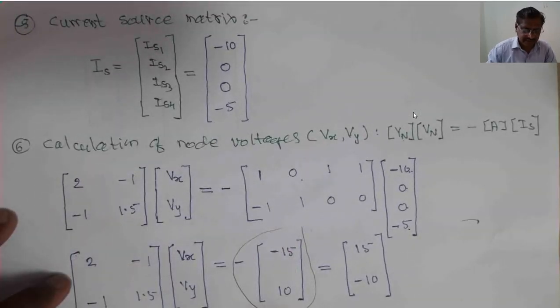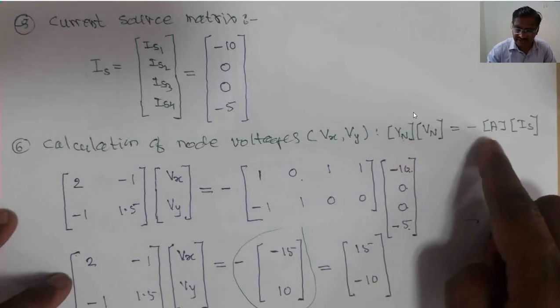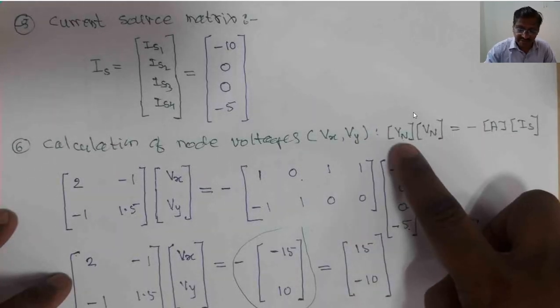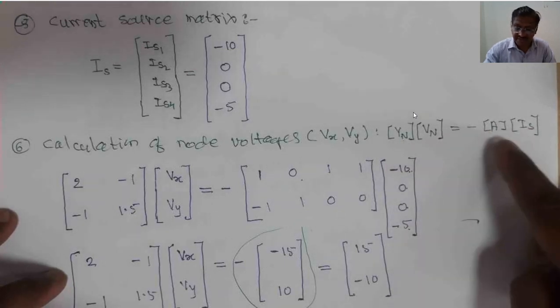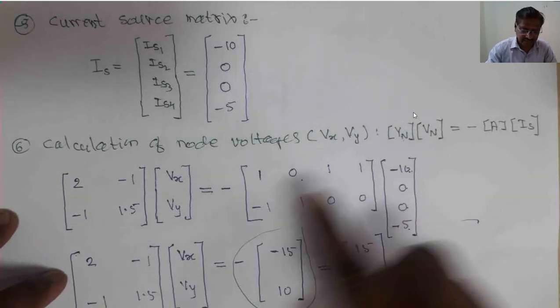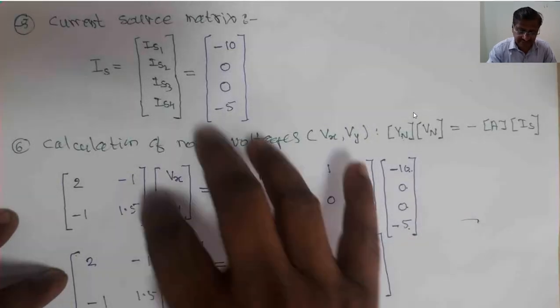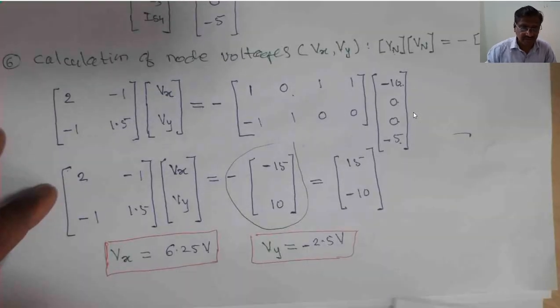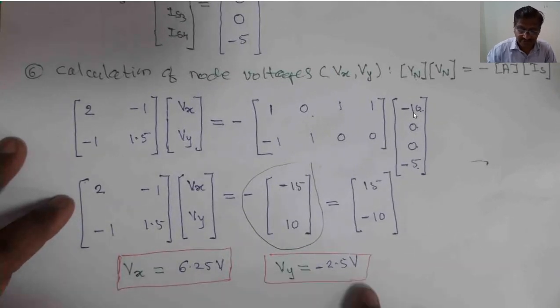Then we find the node voltages using the relation YN into VN equals minus A into IS, where YN is the node admittance matrix, VN is the node voltages, A is the reduced incidence matrix, and IS is the current source matrix. I have substituted the values. After simplification, we are able to find the node voltages or node potentials, which are Vx and Vy.